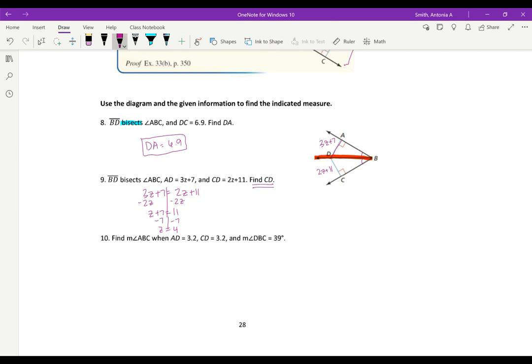So that's not my final answer. It wants me to find CD. Well, CD is 2Z plus 11. We know what Z is. Z is 4. So CD is 8 plus 11, which is 19. Okay.